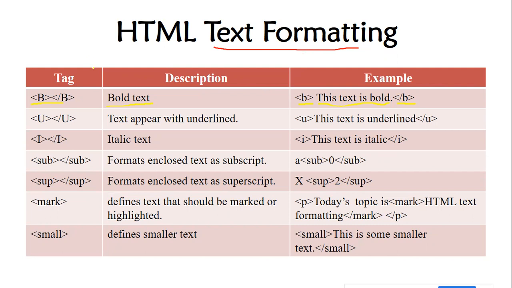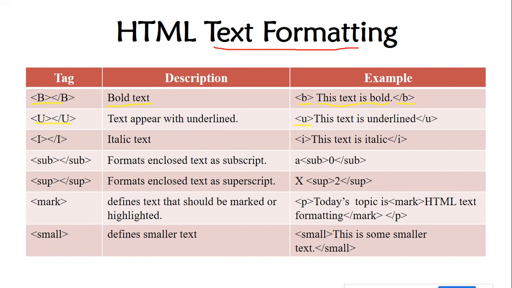Okay, next tag is the underline tag. To make the text underlined, whatever text appears with the underline. So to underline the text we use the U. An example of this underline tag starts with the underline tag, that is an angle bracket consisting of U.